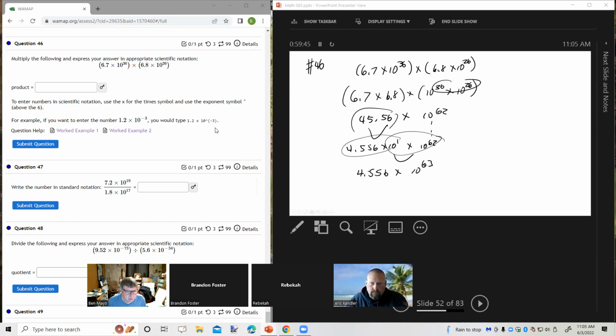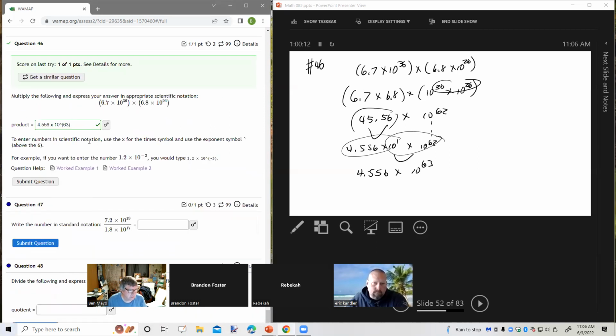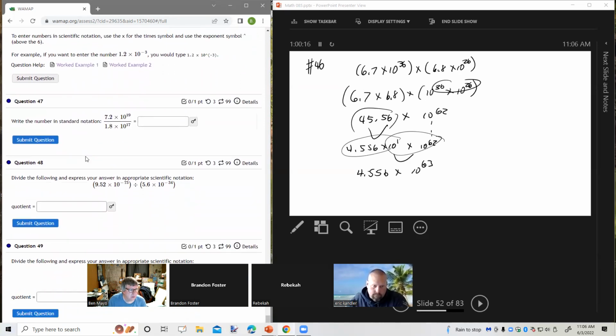All right, and we're supposed to write it in this form here. So 4.556 space x space 10, a little caret key. So let's see, parentheses 63 close parentheses. All righty. Continuing on.